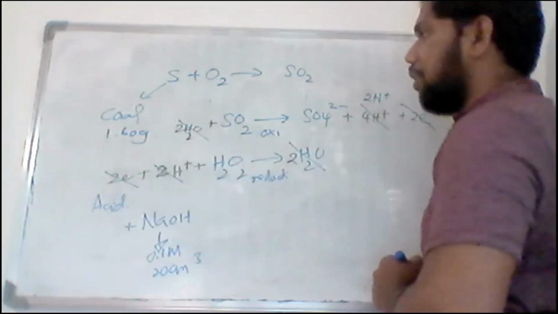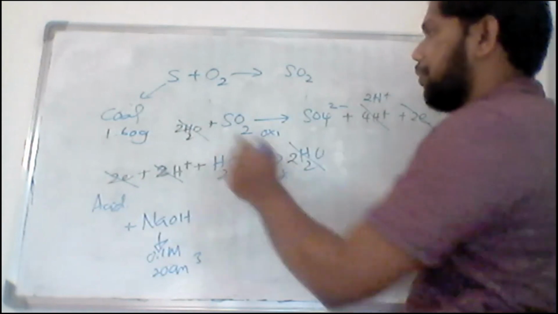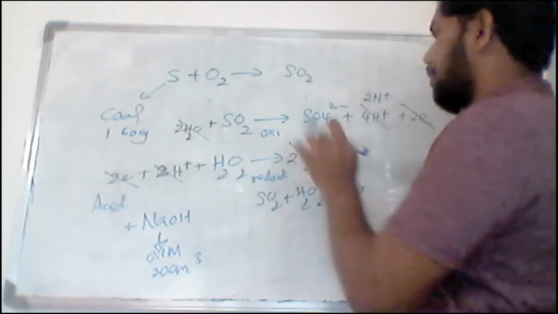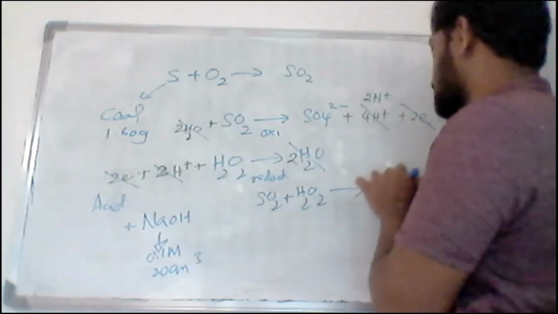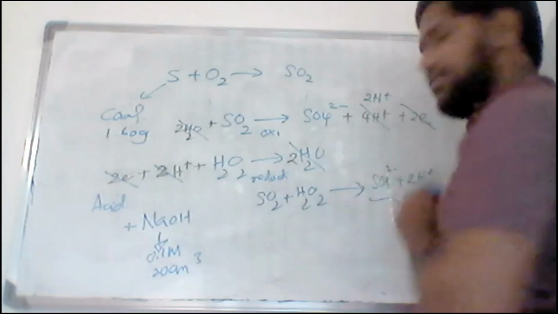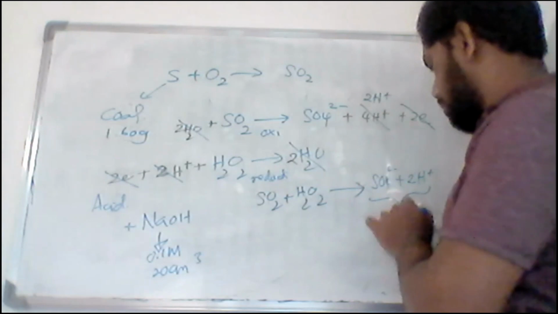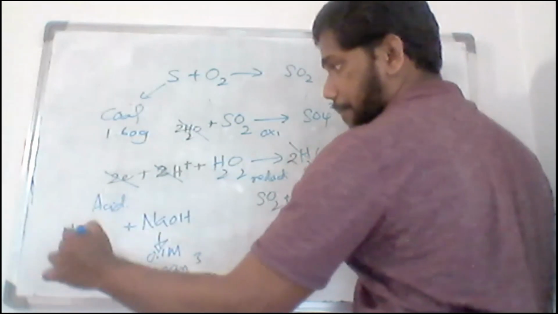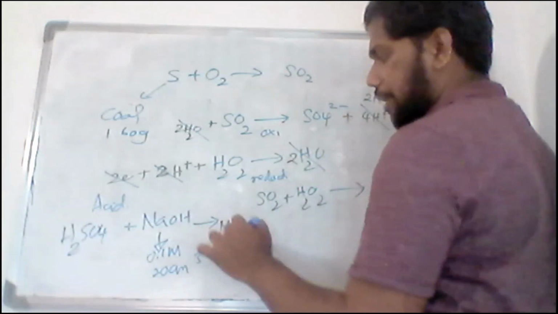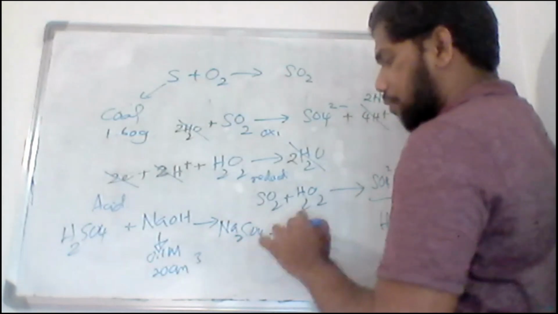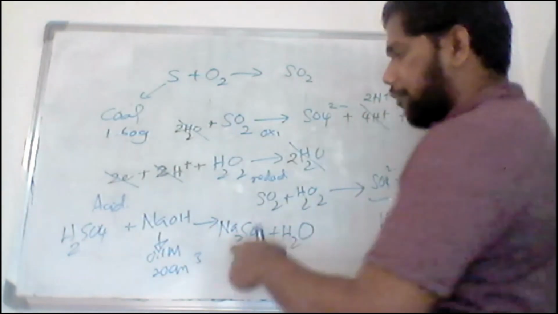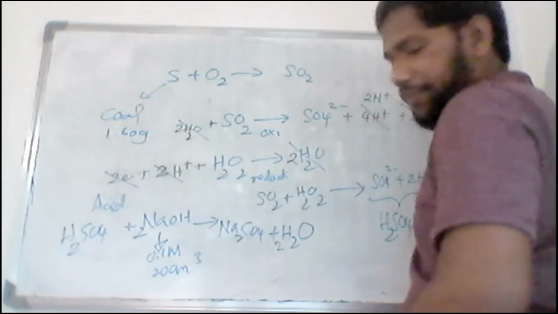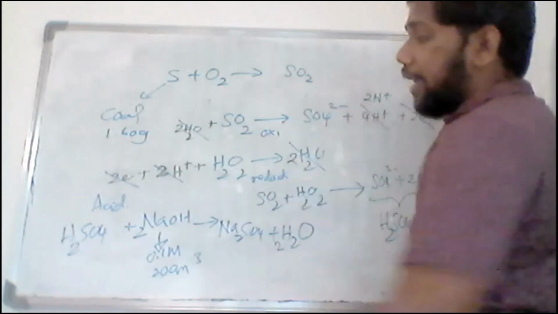Electrons are gone. So we have the SO2 and H2O2 reaction giving SO4 2- and 2H plus. What is this? This is H2SO4, which is our acid. And this acid is going to react with NaOH, forming Na2SO4 and water. Right? So you have to balance this one. I'm going to put 2 here and 2 here. Then you have all the reactions.